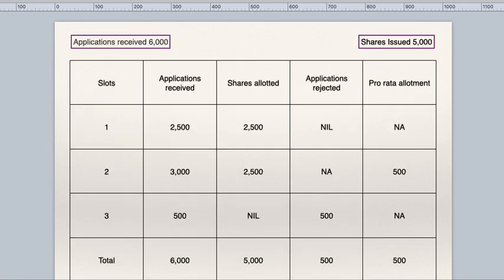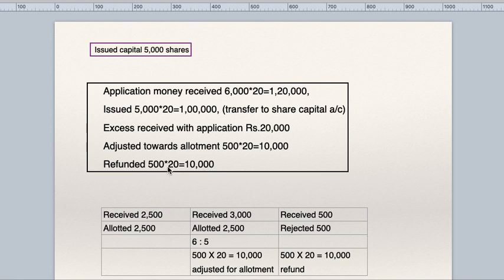Just now we have seen this. Applications rejected 500, pro rata allotment 500. So 500 into 20, 10,000 out of this 20,000 excess will be refunded back. And 5,000 into 20, 10,000 will get adjusted towards allotment. This we have seen. 2,500 applications received, 2,500 shares are allotted. In the second lot, 3,000 applications are received, 2,500 shares are allotted.